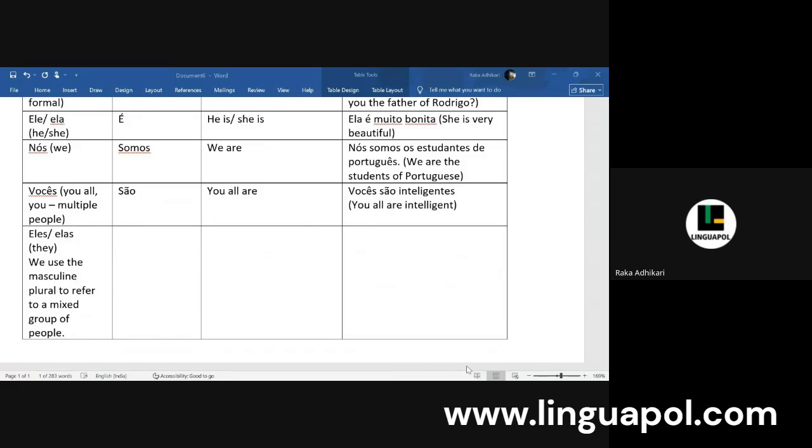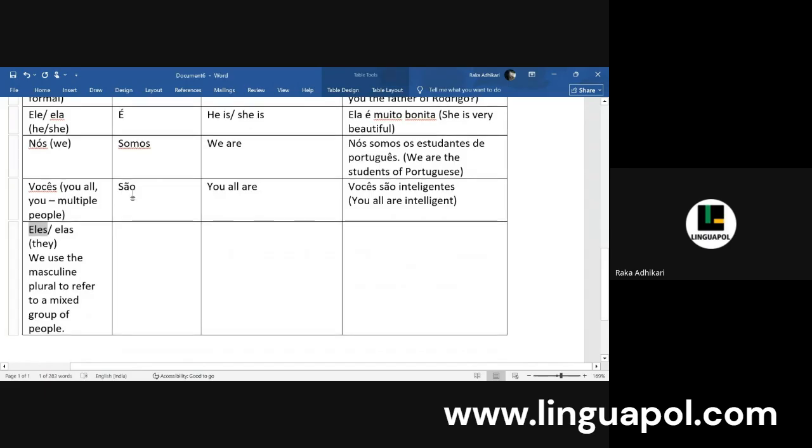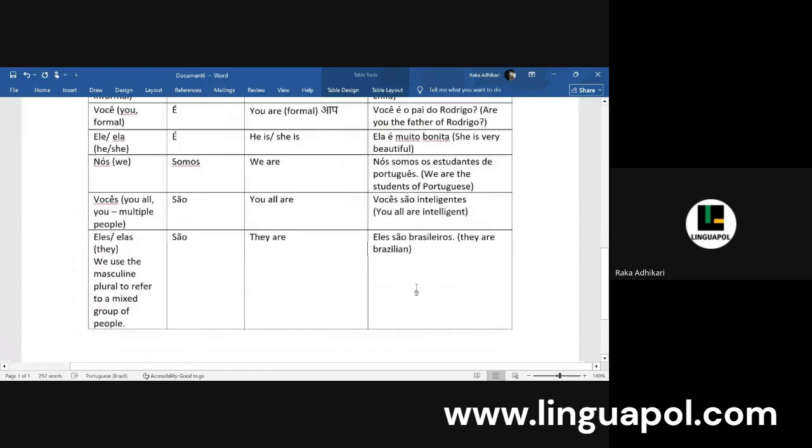Tudo bem. Obrigada, gente. Ok, então vamos proceder. Let's proceed. With eles, elas, the conjugation remains the same, that is são, which means they are. For example, eles são brasileiros. Can you tell me the meaning of this? They are Brazilian. Yes, they are Brazilian. So we are talking about nationality. That's why we are using the ser verb. Okay. They are Brazilian. So that brings us to the end of this conjugation.